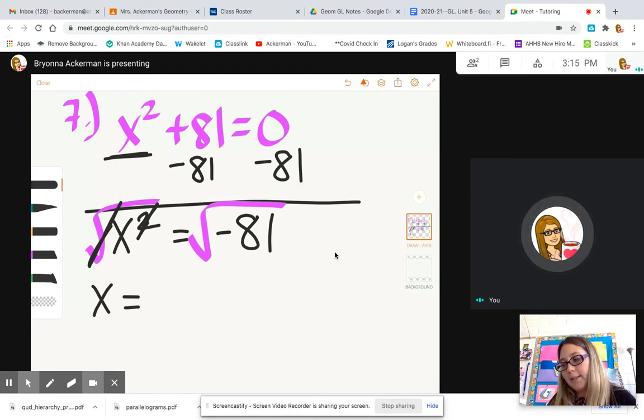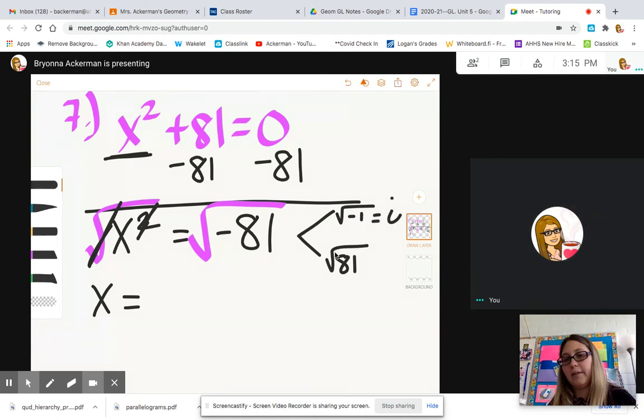On the right side, you should notice that we have a negative under the square root. Since we have a negative under the square root, your first thought should be, let's take out that negative 1. And then we still have the square root of 81. Well, what is the square root of negative 1? We just talked about that. The square root of negative 1 is i.